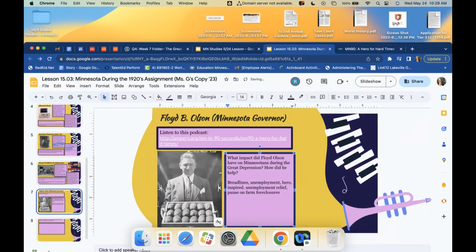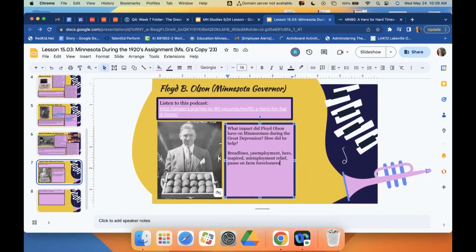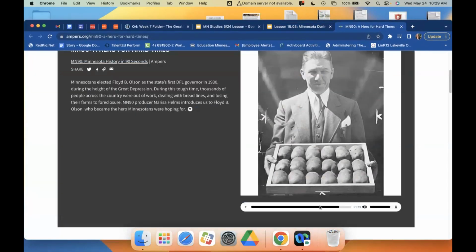Okay, so what impact did Floyd Olson have on Minnesotans during the Great Depression, and how did he help? What do we think? I kind of wrote some keywords down as we were listening. So at the time, a lot of Minnesotans were struggling with unemployment and were relying on breadlines. And he was considered a hero and inspired many people. And he provided unemployment relief. He put a pause on farm foreclosures. And there was one more thing, and I missed it. So I'm going to re-listen to that here quick.